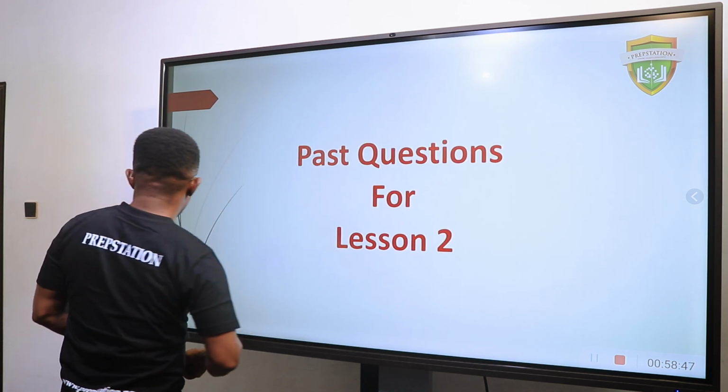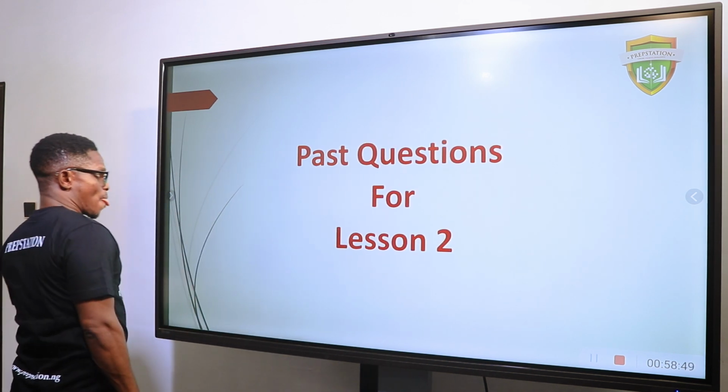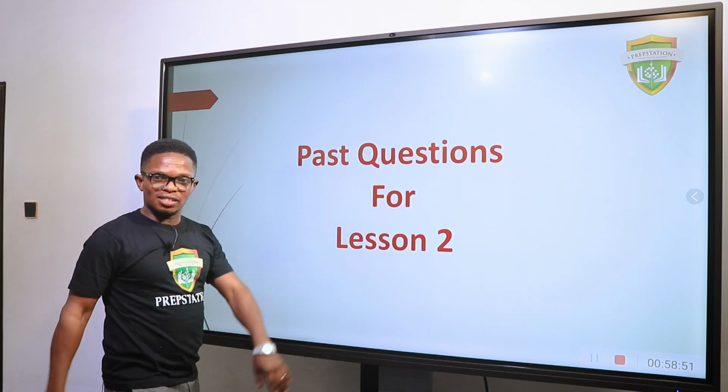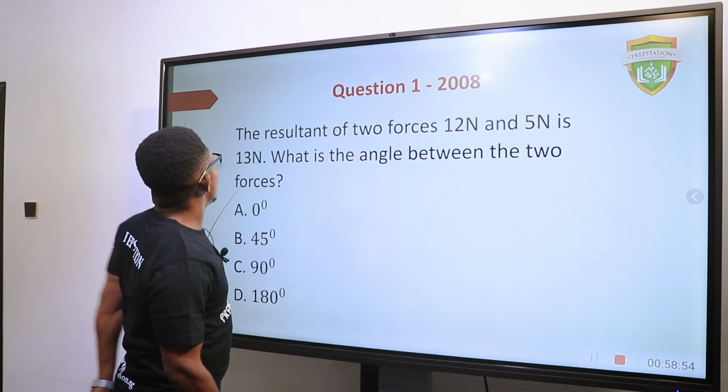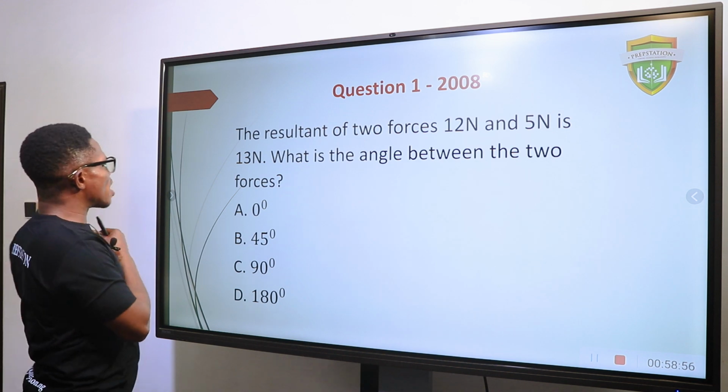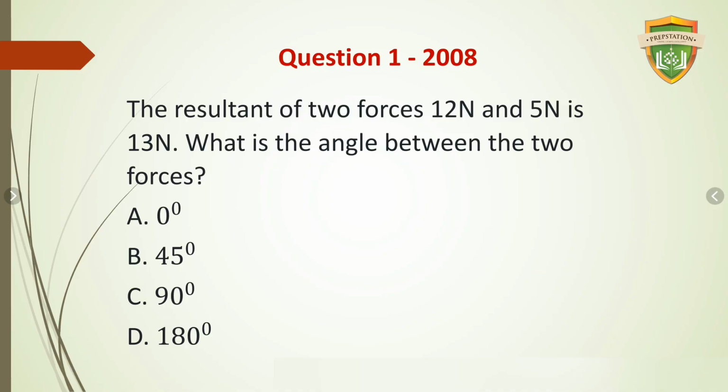All right, let's quickly look at past questions. How do we handle past questions related to this? Question 1, the resultant of two forces, 12 Newton and 5 Newton, is 13. What is the angle between the two vectors?